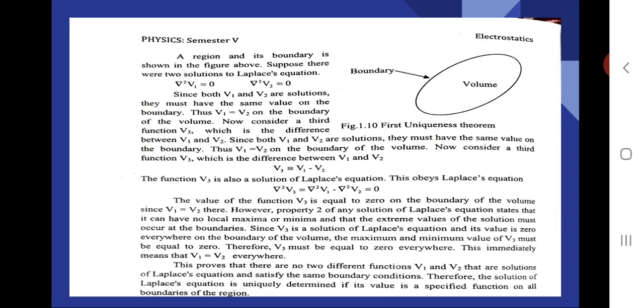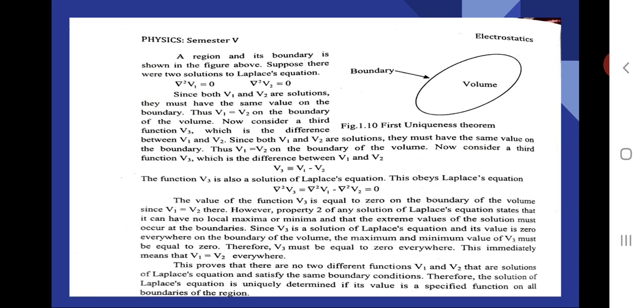Suppose there are two solutions to Laplace equation. First solution is del square V1 is equal to 0. Another is del square V2 is equal to 0. Since both V1 and V2 are solutions, they must have the same value on the boundary. Thus V1 is equal to V2 on the boundaries of the volume. Now consider a third function V3, which is the difference of V1 and V2, that is V3 is equal to V1 minus V2.